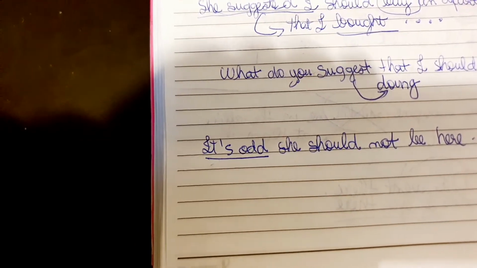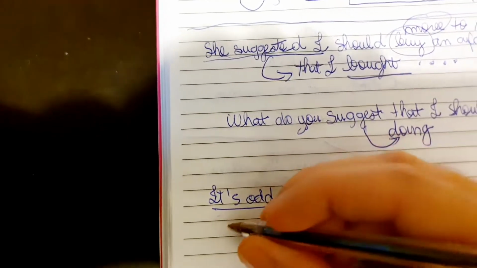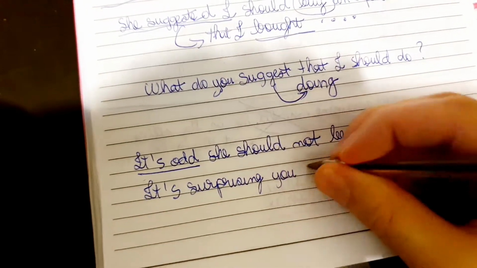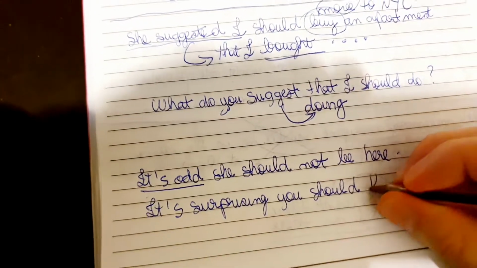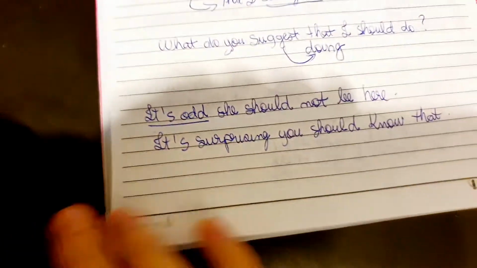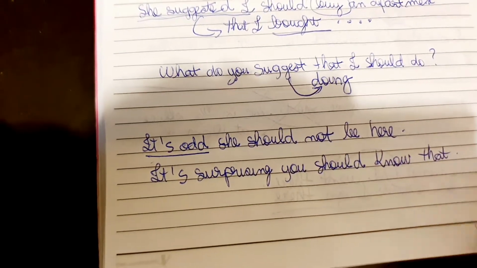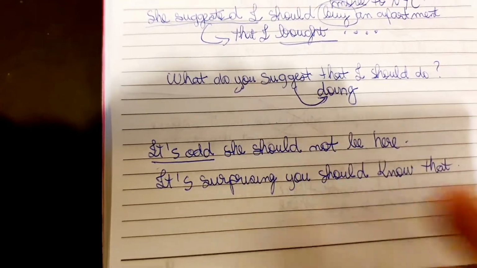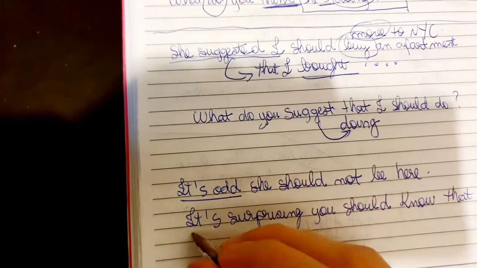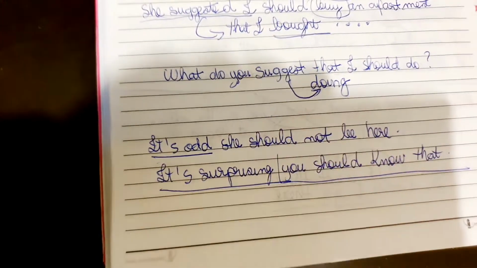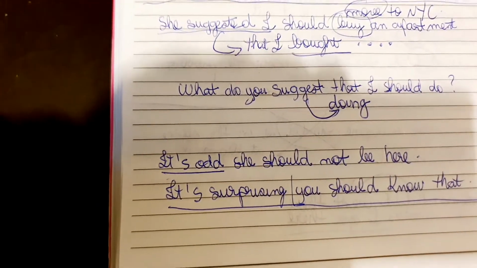Let me see what else. It's surprising. It's surprising, you should know that. So it's just a way of making sentences using adjectives. It's very common in many other verb tenses to link adjectives to sentences, using two sentences linked that have a connection. They can be joined together to deliver a different meaning. Okay, so that ends this part. Let's see something else.